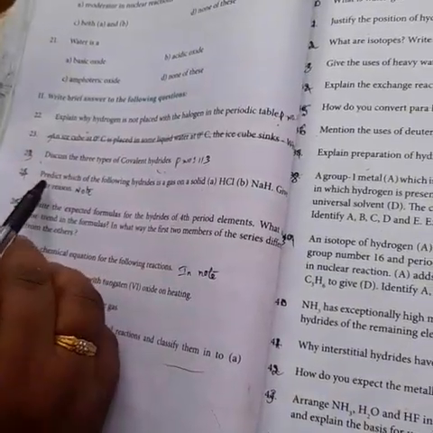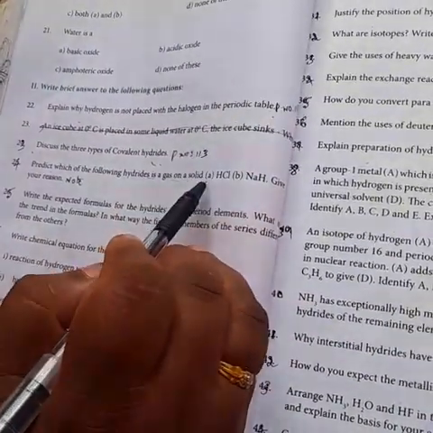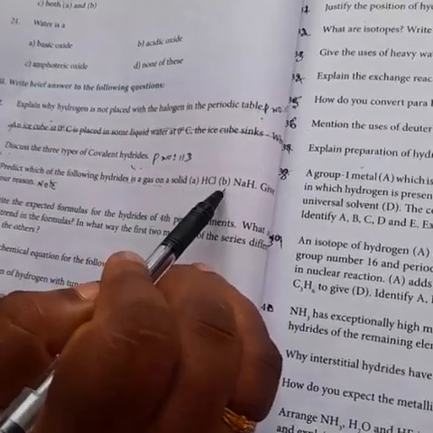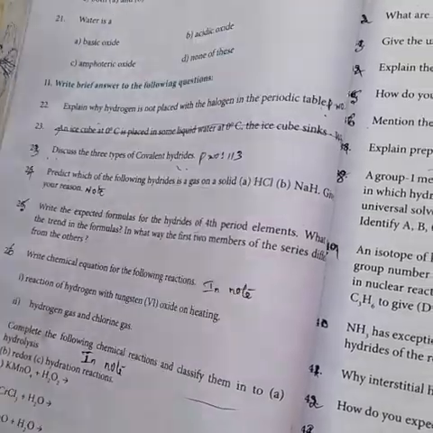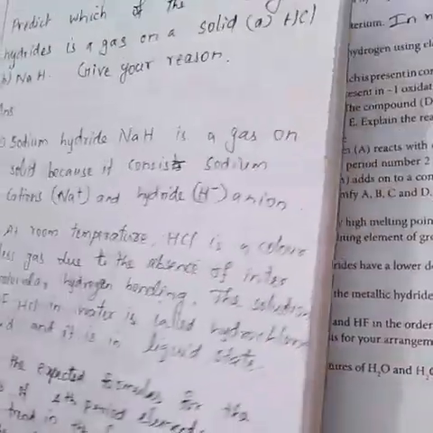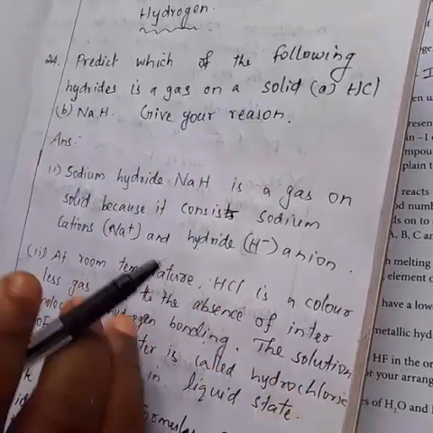And question number 24: predict which of the following hydrides is a gas or a solid: A, HCl, B, sodium hydride. Give your reason. This is not in your textbook. You have to write it in your notes, in classwork.